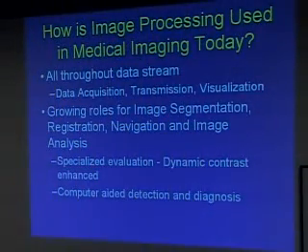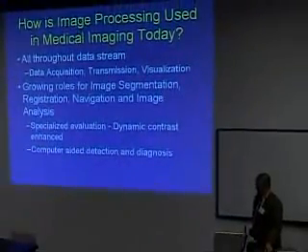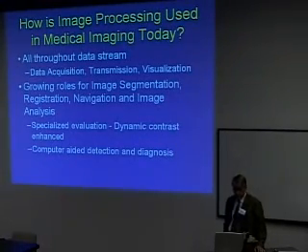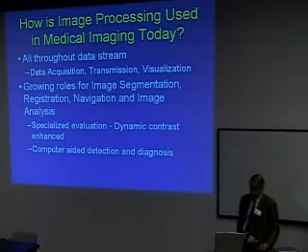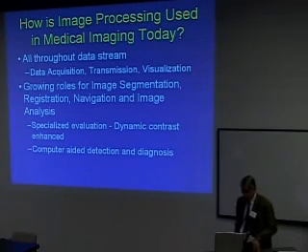Image processing is used throughout the data stream at the moment, but in very limited areas in some aspects of medical imaging, and with greater involvement in others. It's used at data acquisition, through the transmission of information, which may involve compression, as well as the visualization, and a growing component is the analysis of the information. We can look at the growing role for image segmentation, registration, navigation, and image analysis, and a lot of these topics are going to be discussed in greater detail with some of the later speakers.